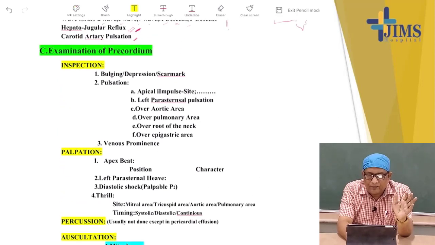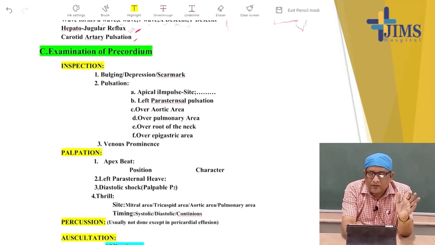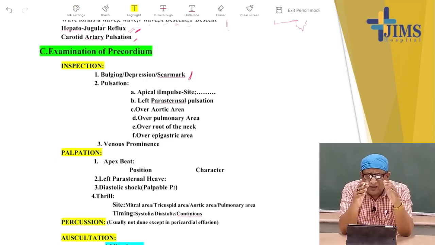Then auscultation. On inspection, we see whether there is any bulging, any depression, any scar marks. There will be different types of chest deformity, pigeon-shaped chest or depressed chest, pectus excavatum, pectus carinatum, kyphosis, scoliosis, these sorts of skeletal deformities that can be detected on inspection.